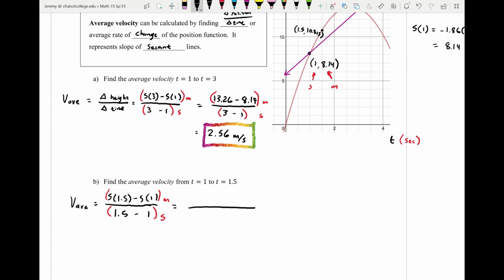And plugging in those values from the function, it'll be 10.815 minus 8.14. In the denominator, I'm just getting 0.5. All right, and then running these numbers through my calculator, it all simplifies down to, writing in decimal form again, 5.33 meters per second.